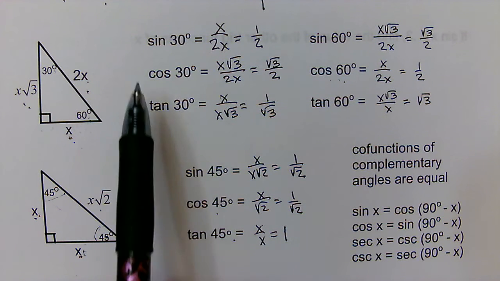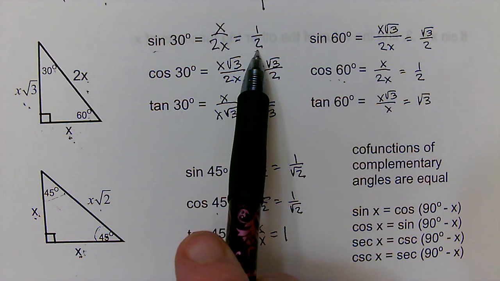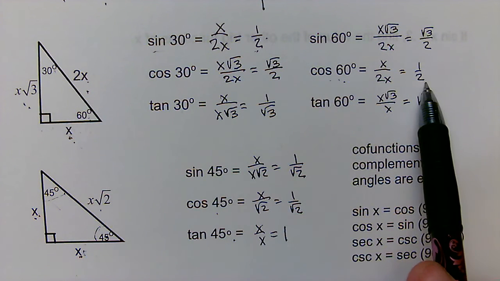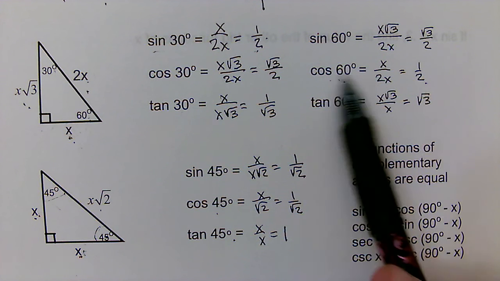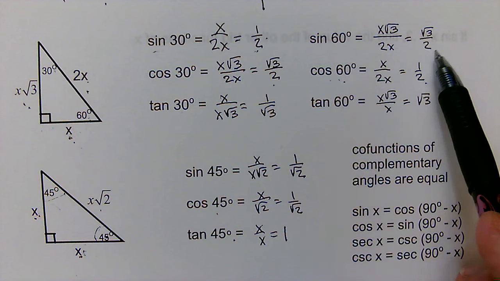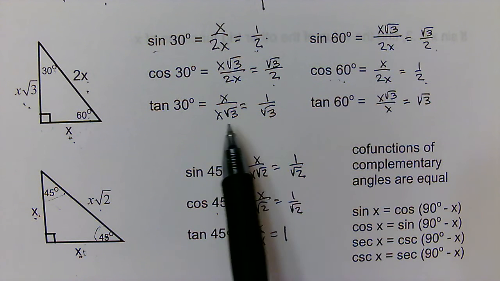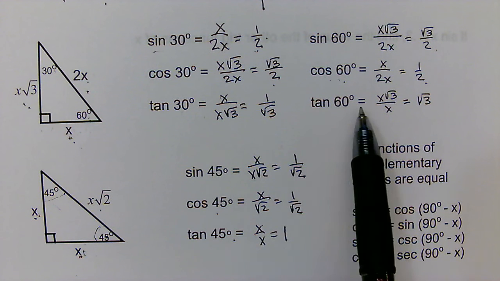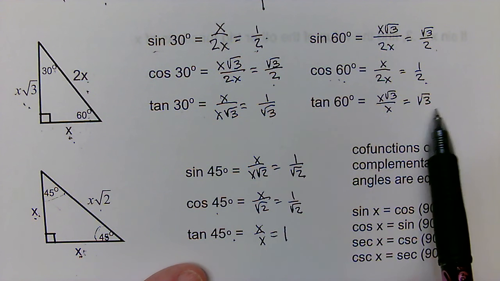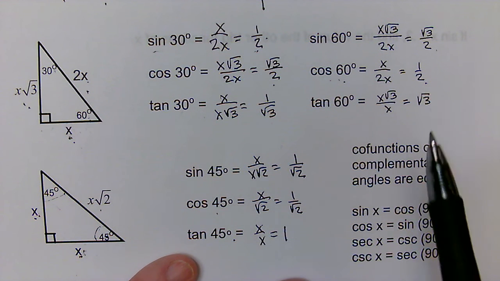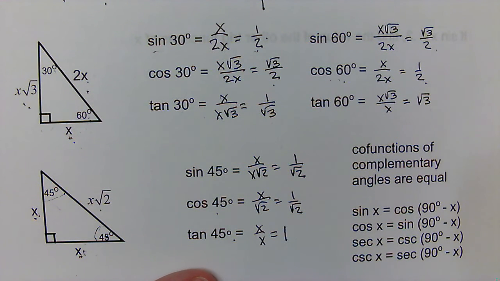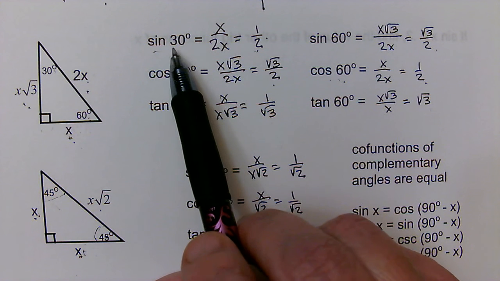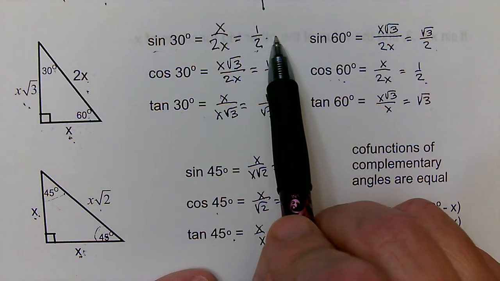Now I want you to notice that the sine of 30 degrees was equal to the cosine of 60 degrees. And the cosine of 30 degrees was equal to the sine of 60 degrees. The tangent of 30 degrees is not the same as the tangent of 60 degrees. But remember that we had our cosecant, secant, and cotangent? The cosecant of 30 degrees would be 2.